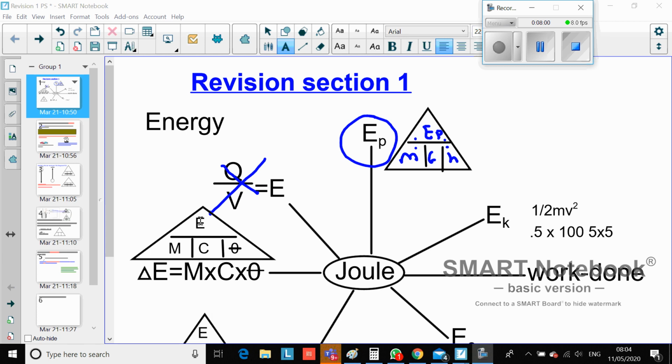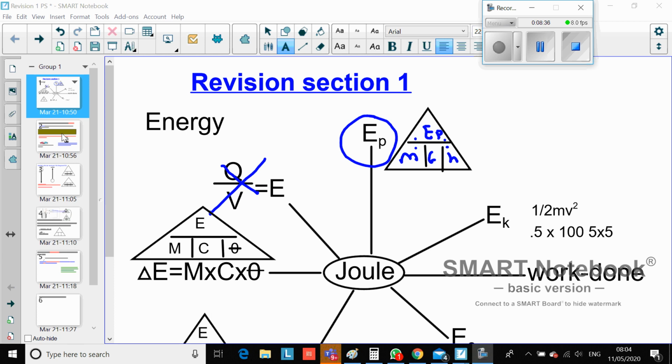But, as you know, because you've used these triangles, if you want to use them backwards, say, for example, I want to know the specific heat capacity, I cover it up, and what I would do is energy divided by mass times temperature change. Or if I wanted to know how much temperature had gone up by, I do energy divided by mass times specific heat capacity. Or of course, if I wanted to know the mass, I do energy divided by specific heat capacity times temperature change. So you can see how these triangles all link together.